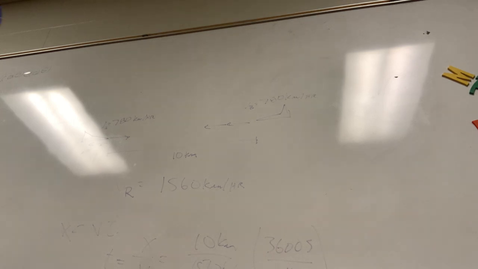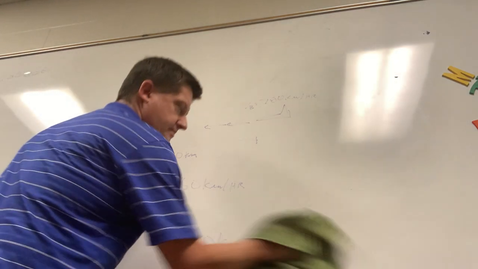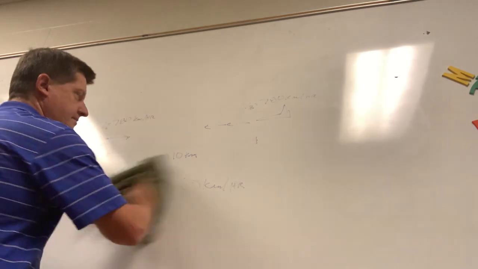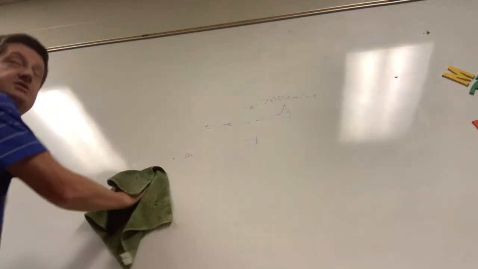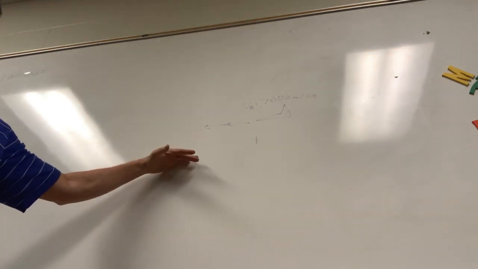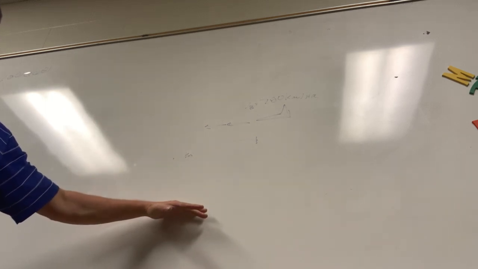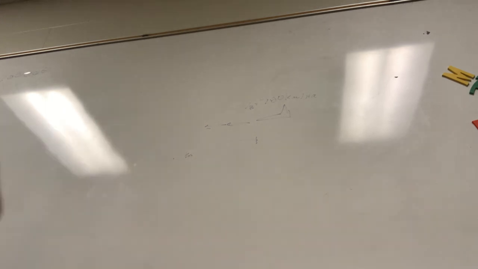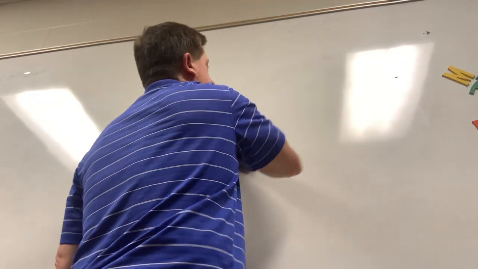Does everybody see why this is simpler than setting up a displacement equation and solving it? Using relative speed, yes. If you wanted to solve the kinematics purely, you would have to set up a displacement equation for plane A, set up a displacement equation for plane B, and then set them equal to each other and solve for time. Which will work just fine, it's just more painful and harder. Takes more time. Make your life easy.